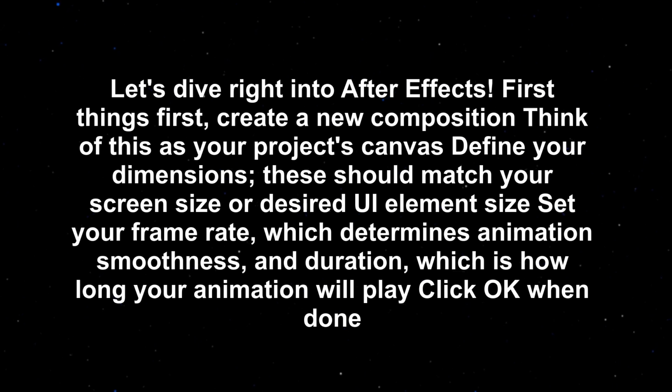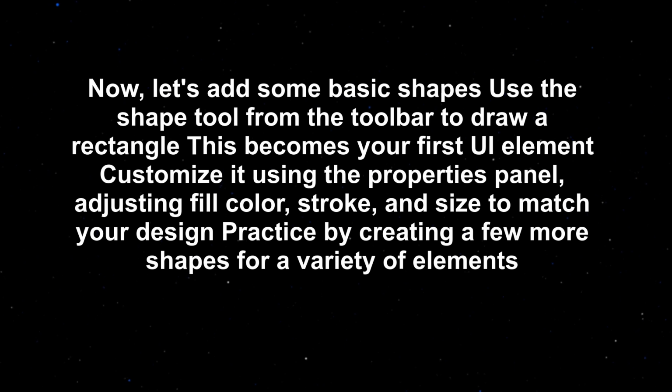Click OK when done. Now, let's add some basic shapes. Use the Shape tool from the toolbar to draw a rectangle. This becomes your first UI element. Customize it using the Properties panel, adjusting fill color, stroke, and size to match your design. Practice by creating a few more shapes for a variety of elements.